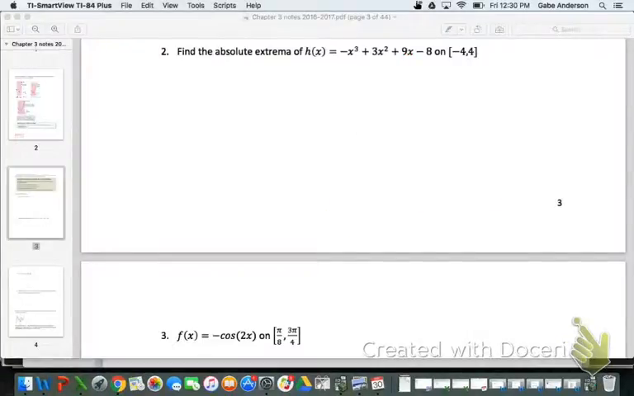Okay. So number 2 says, find the absolute extrema of h of x equals, and it gives you that whole thing right there. And then our domain is -4 to 4. So I'm going to ask you this question a whole bunch of times for the next couple weeks. Actually, longer than that. We take a long time with chapter 3. My question is this. What are your candidates for absolute extrema?